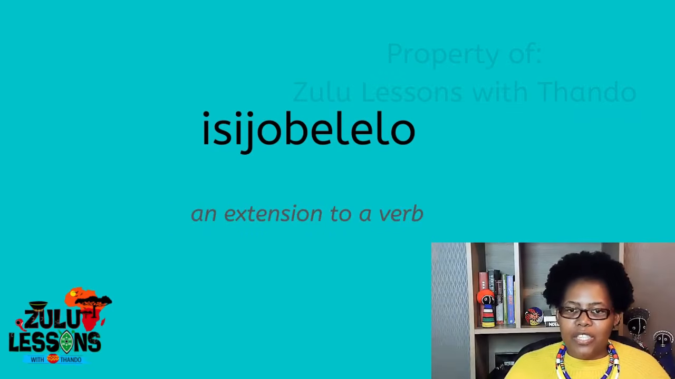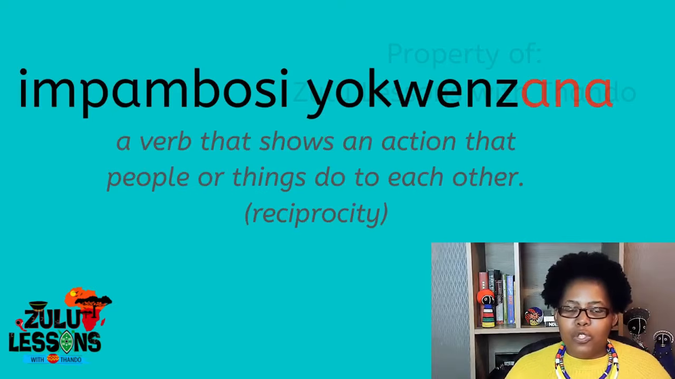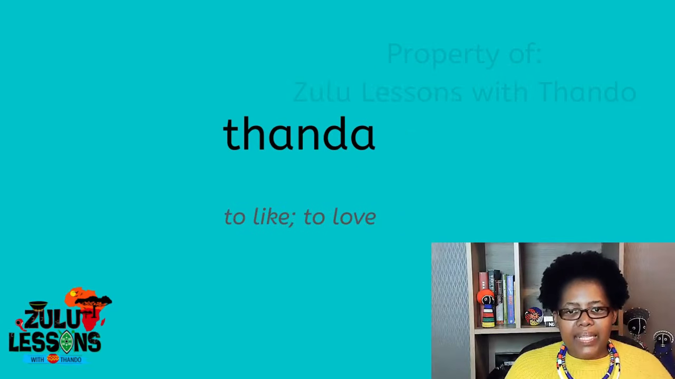Isijobelelo, our extension on our verb. So this impambosi, this extension, this derivative of the verb, it's going to change any verb that we use it on and give it a different meaning. So it is now going to be doing something to one another, to doing something to each other. Let's take a verb, thanda. That is to love or to like.